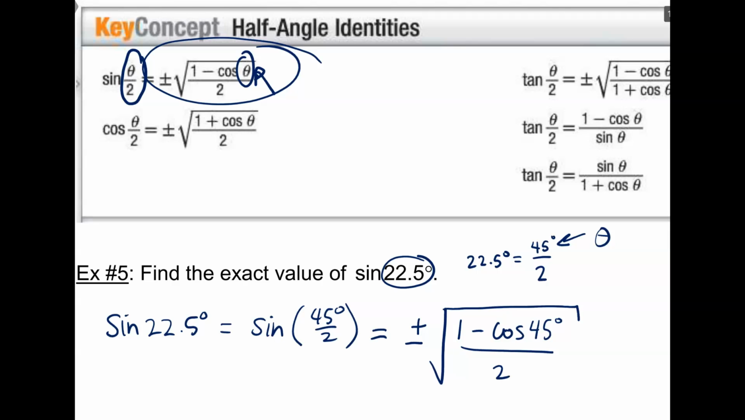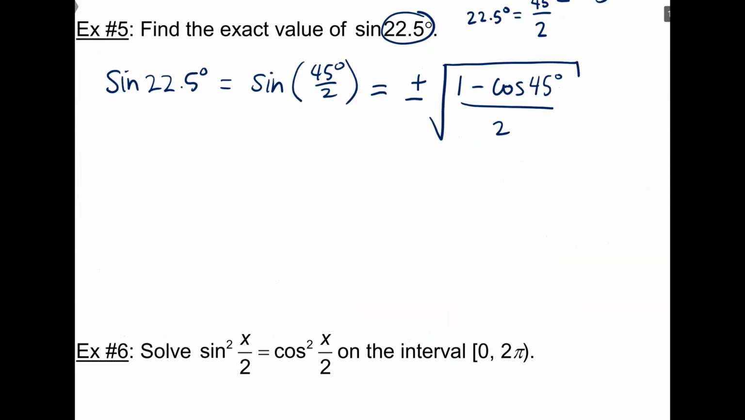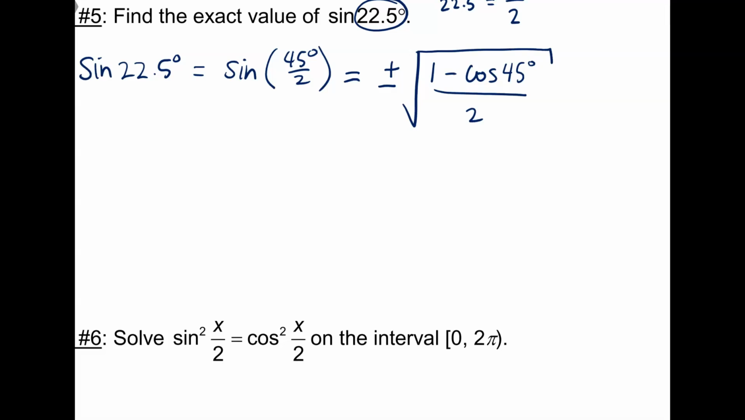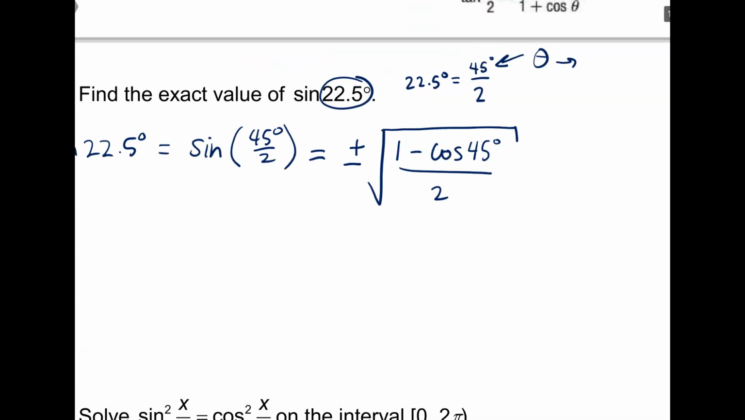Okay, so it says plus or minus. How do we figure out whether we're working with the plus or minus? All students take calculus. Which quadrant are we in? 45 degrees is in the first quadrant. So since theta is in quad 1, we're going to use the plus. So you use the actual angle, not the half angle, to figure out whether it's plus or minus.